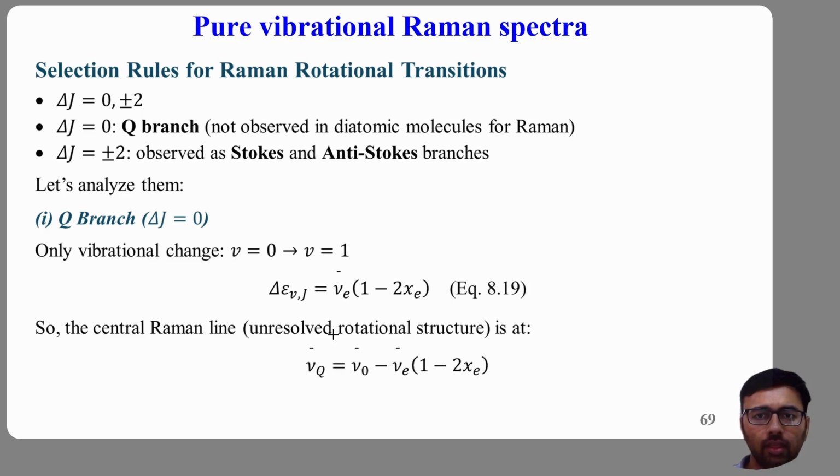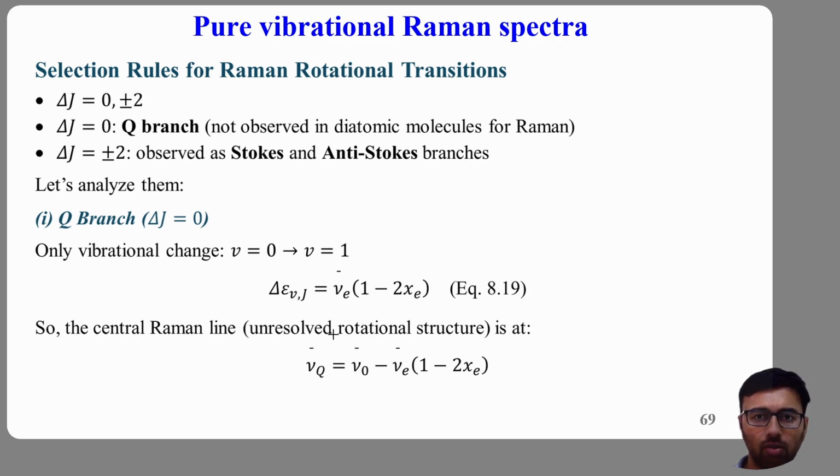This creates three important spectral branches, and this is where Raman spectroscopy differs dramatically from IR spectroscopy. In IR spectroscopy, we usually observe the P branch and R branch. The Q branch is usually forbidden for diatomic molecules in IR spectroscopy, but Raman spectroscopy allows three branches. If delta J equals 0, we obtain the Q branch. This appears as a sharp, intense central line.